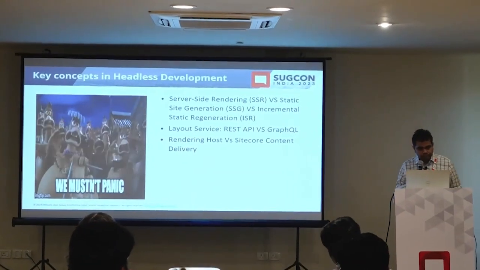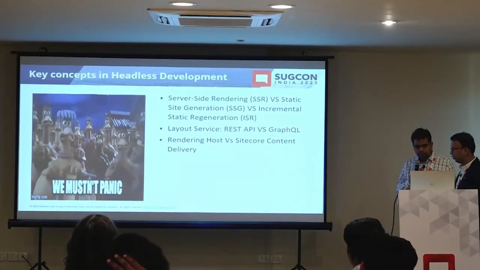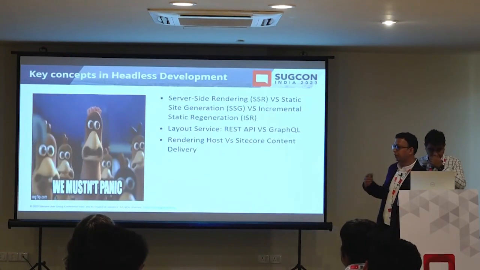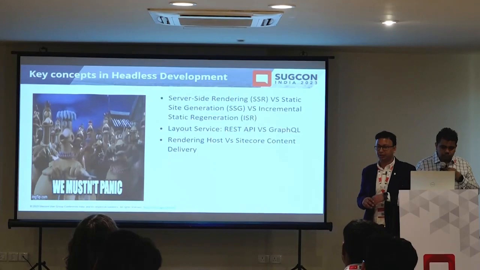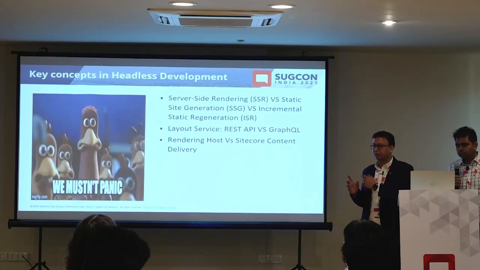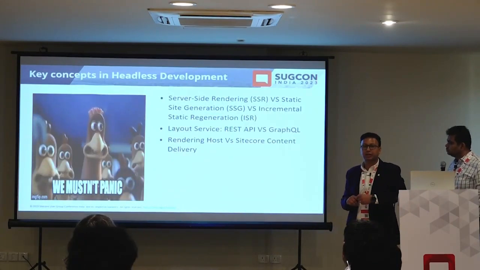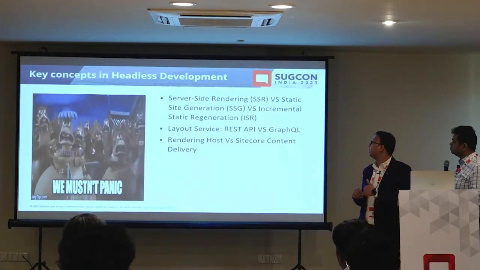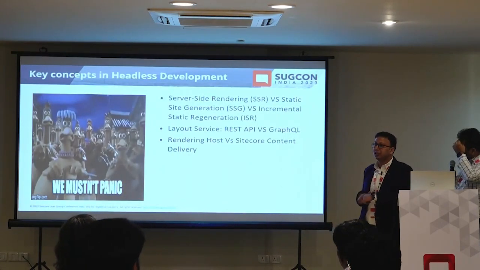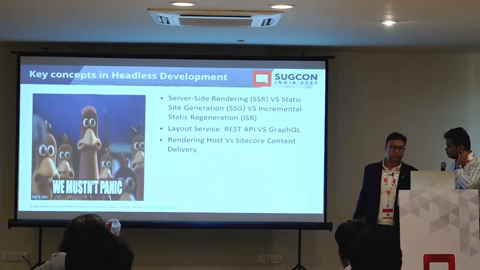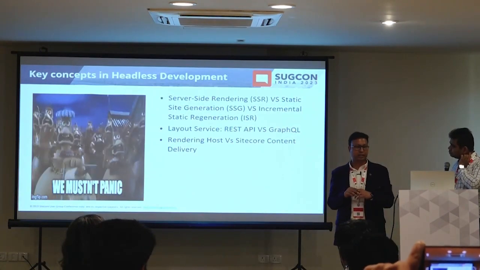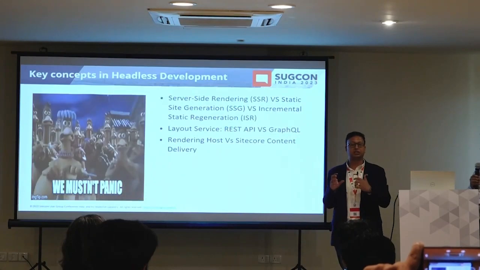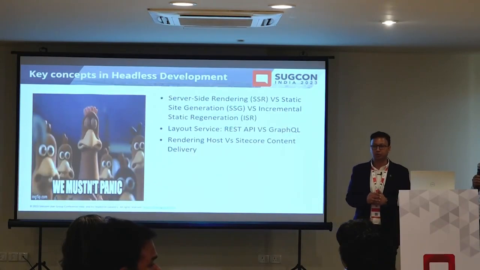Okay. So till now we have been talking about many terms. Some of the terms I tried to explain at the start, but while I was explaining my architecture diagram, there were a few terms like SSR, SSG, the layout service, REST API. So what is the difference between SSR, SSG, and ISR? Which approach should I choose?